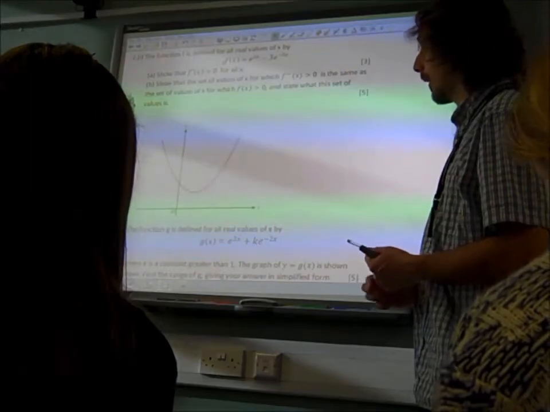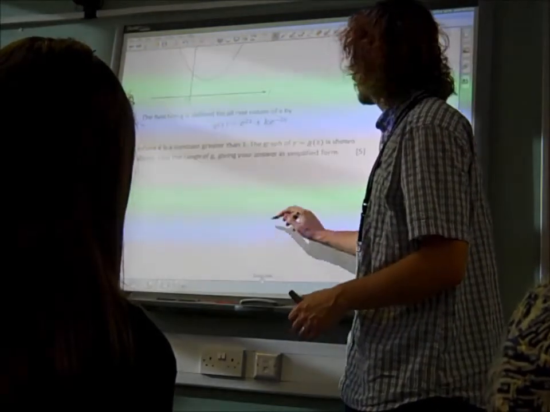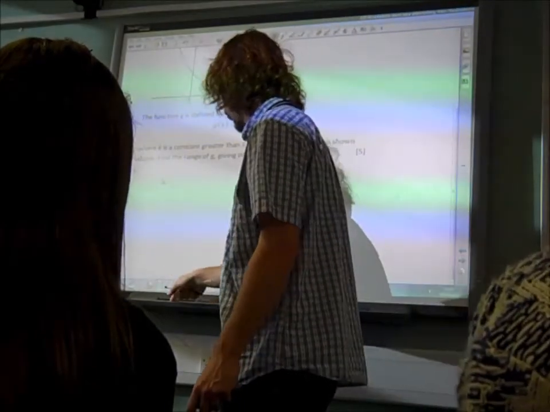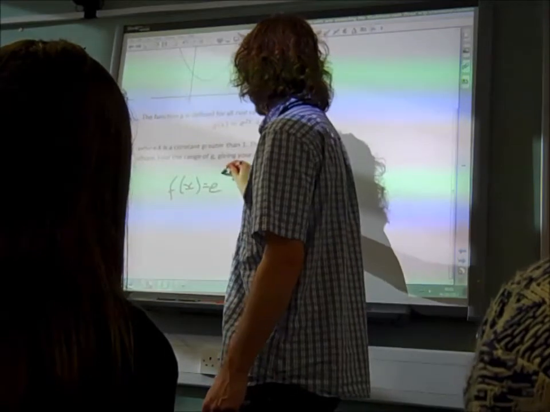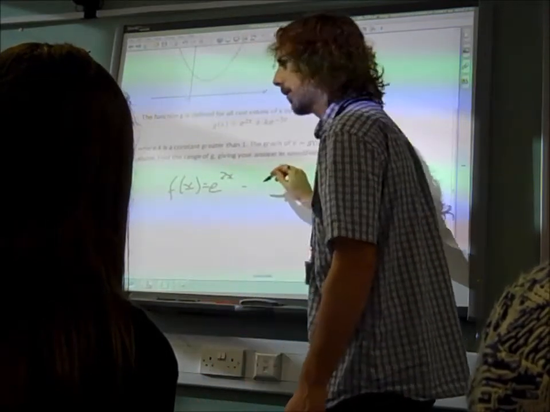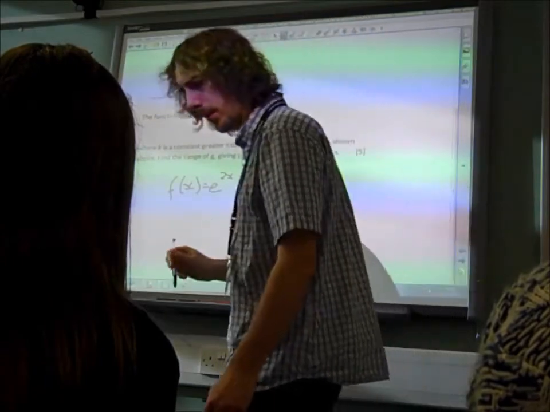So the first thing we're going to have to do is to differentiate this. I'll go down here to do it. So what was the function? f of x was e to the 2x, was it minus 3 e to the minus 2x, have I remembered that right?